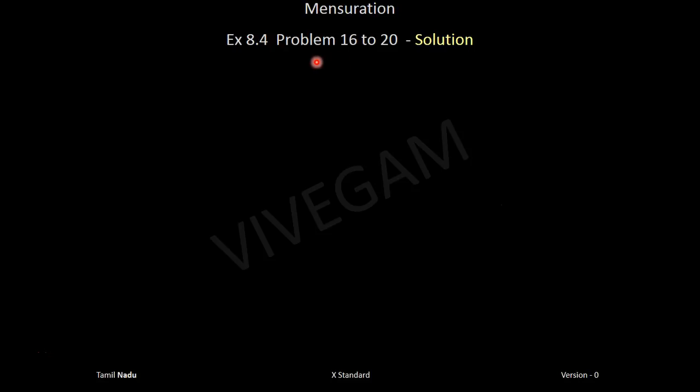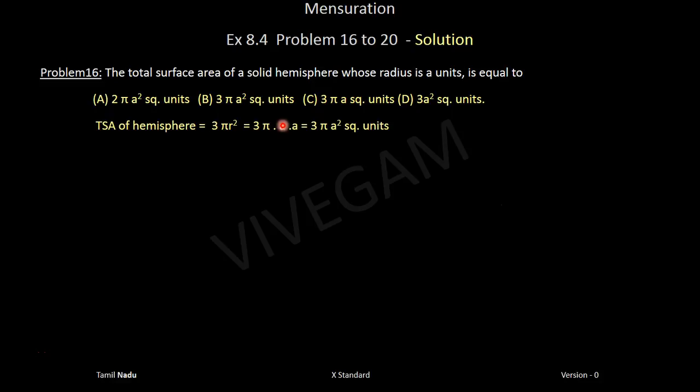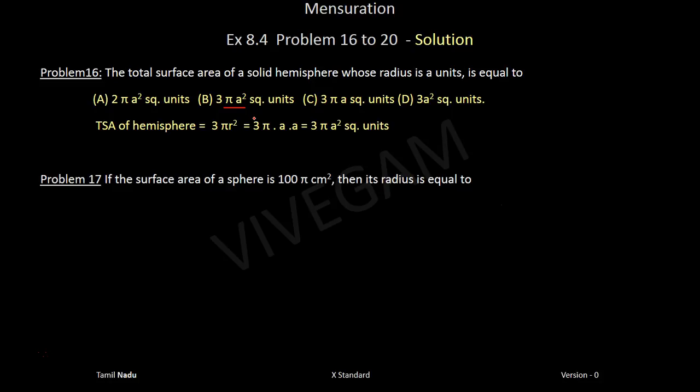Exercise 8.4, problems 16 to 20. The total surface area of a solid hemisphere whose radius is a units is equal to, okay, they have given us 4 options. So let's say the TSA of this hemisphere is 3 pi r squared. Am I right? Here they have given us the radius as a units, so we need to substitute r as a. So this will become 3 pi into a, so you'll get 3 pi a square. 3 pi a square is basically option B, right?